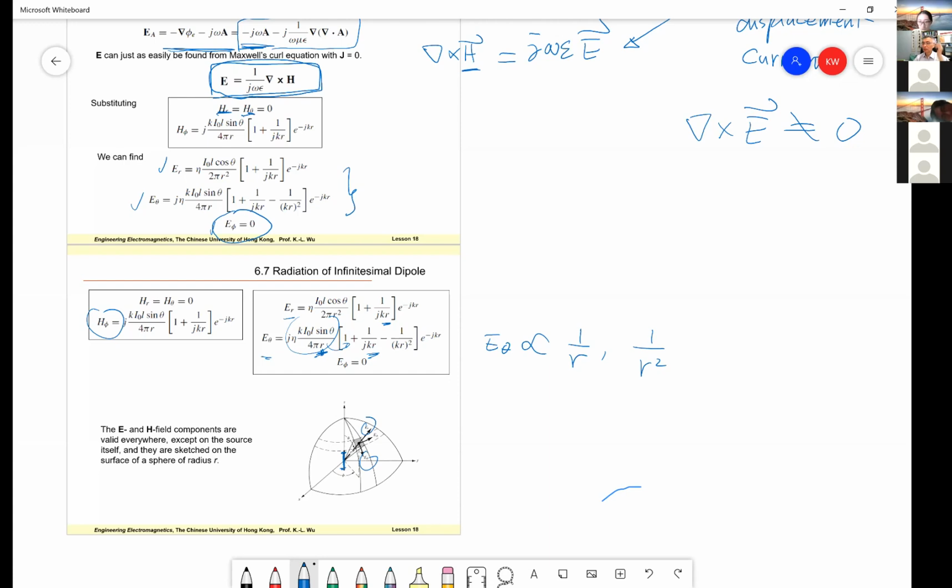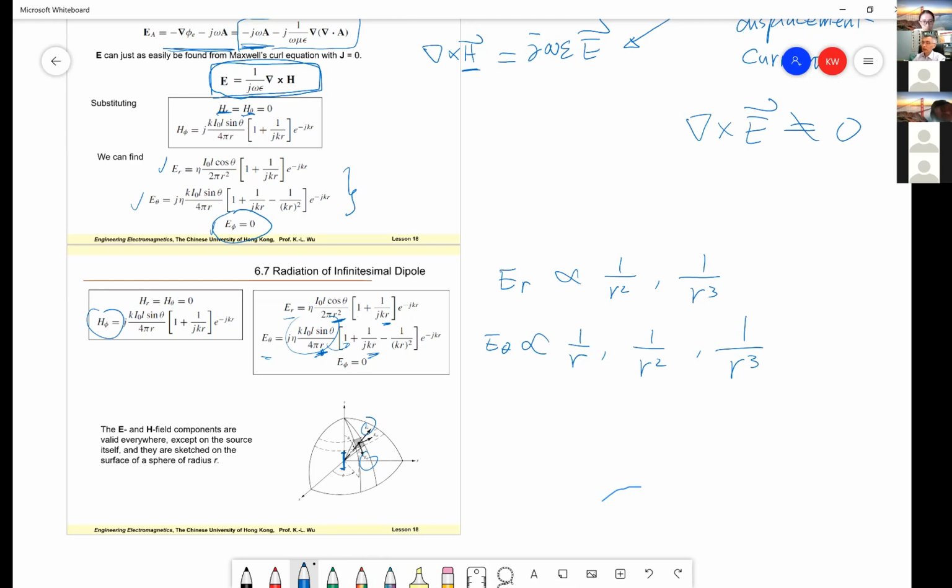Then you have a one over R cubed term. So this is E theta. How about E R? E R is proportional to 1 over R squared, because the basic term is 1 over R squared, and also 1 over R cubed.